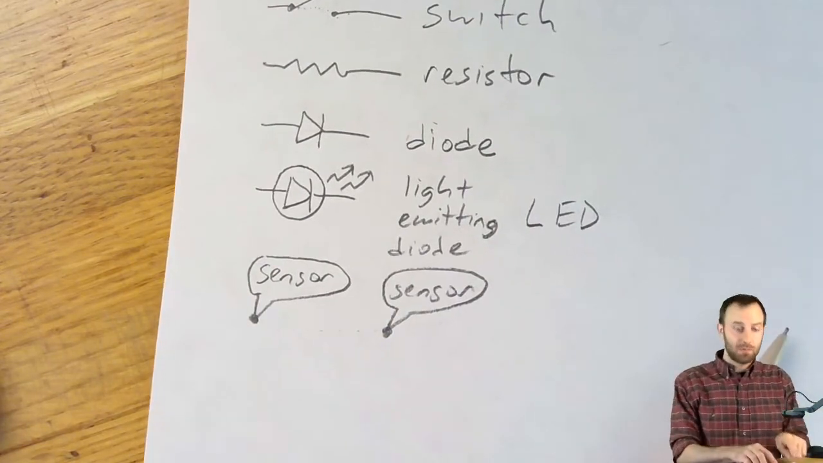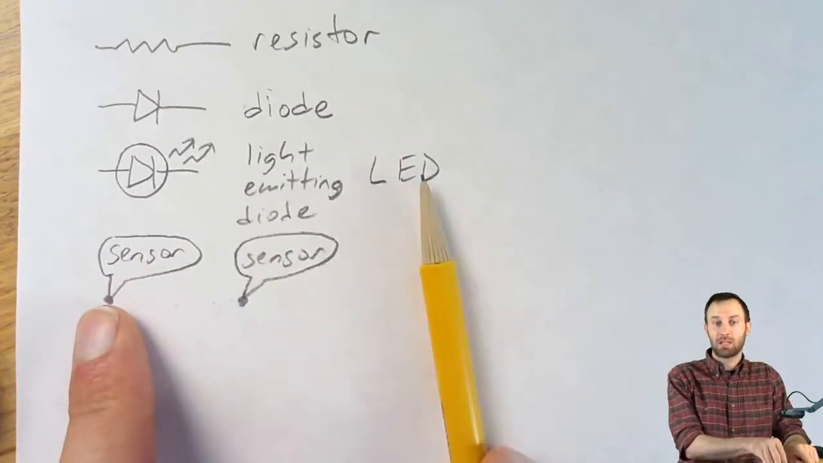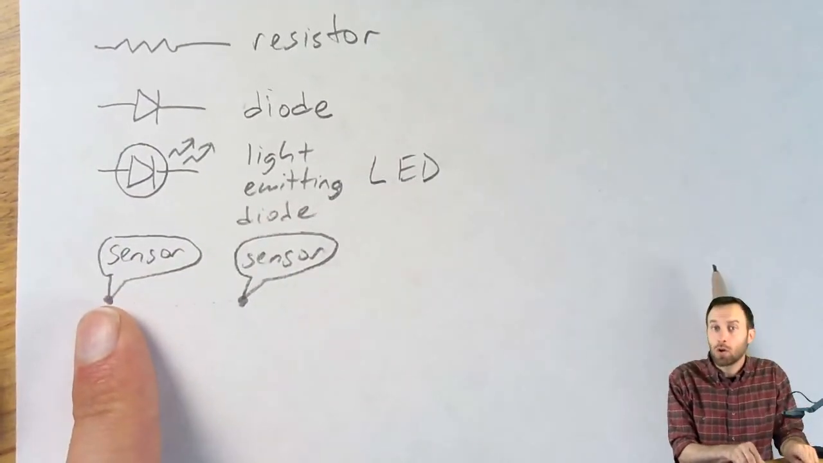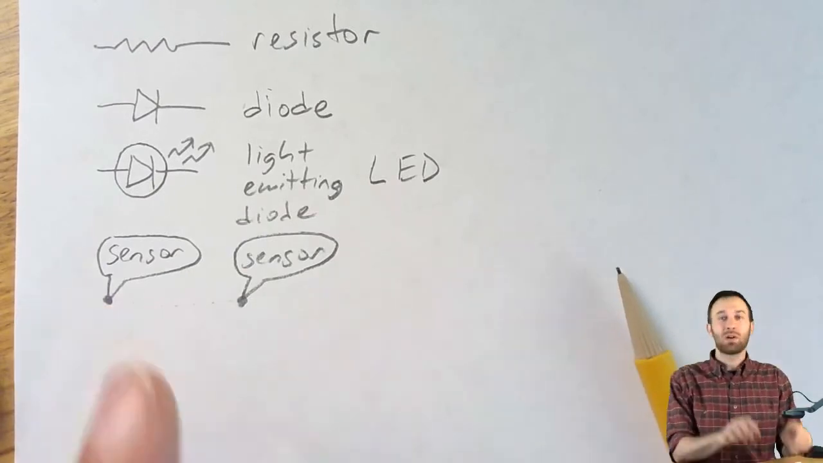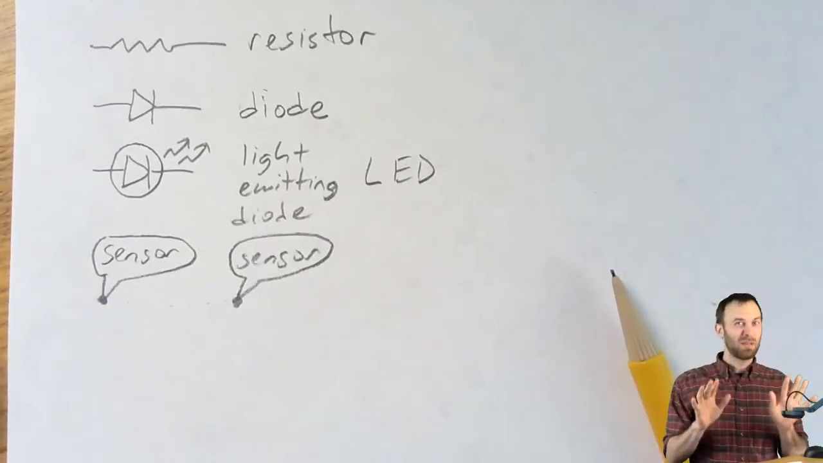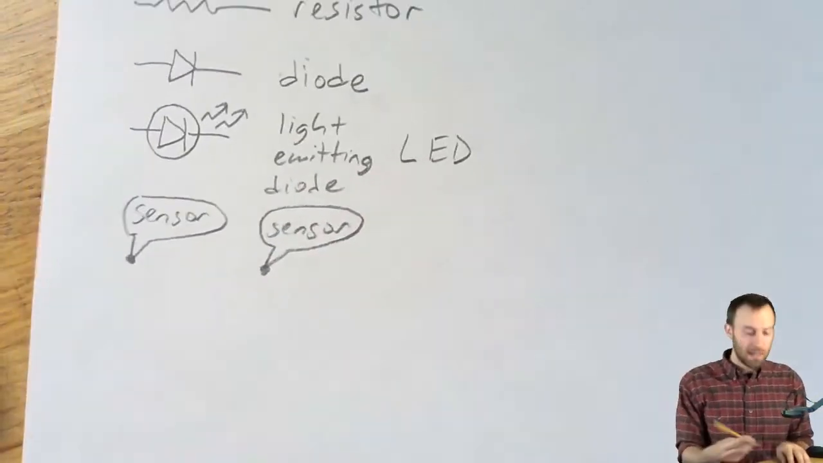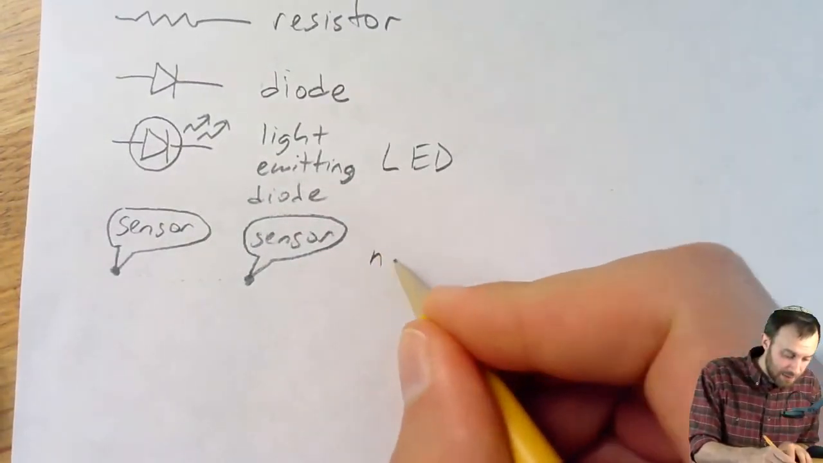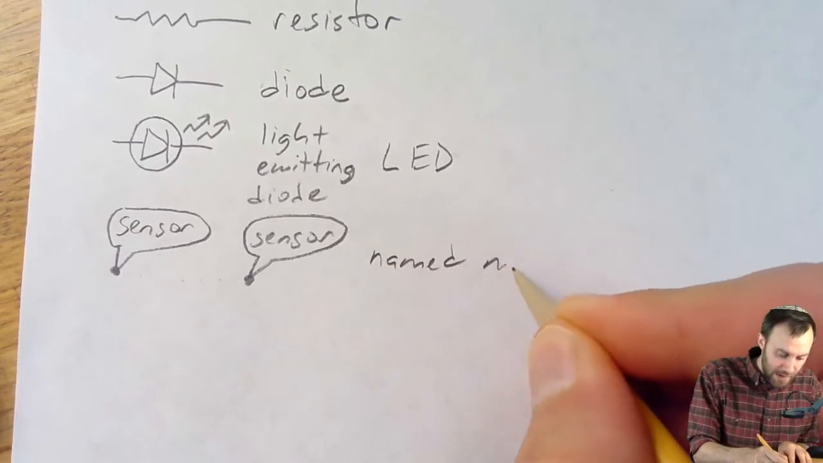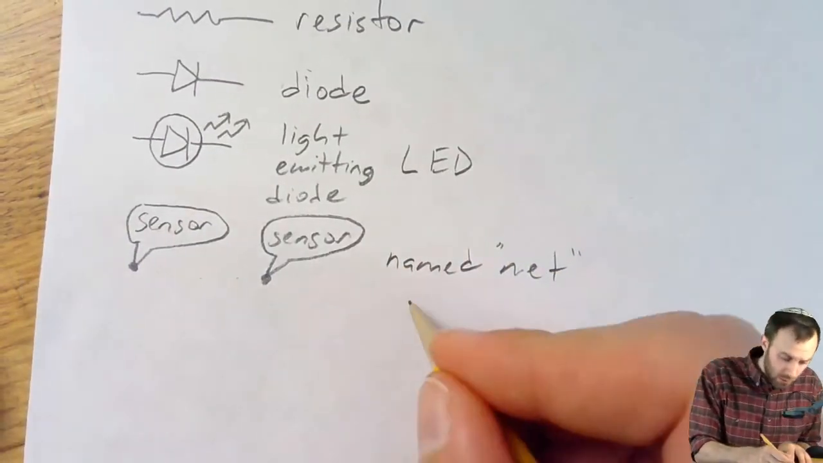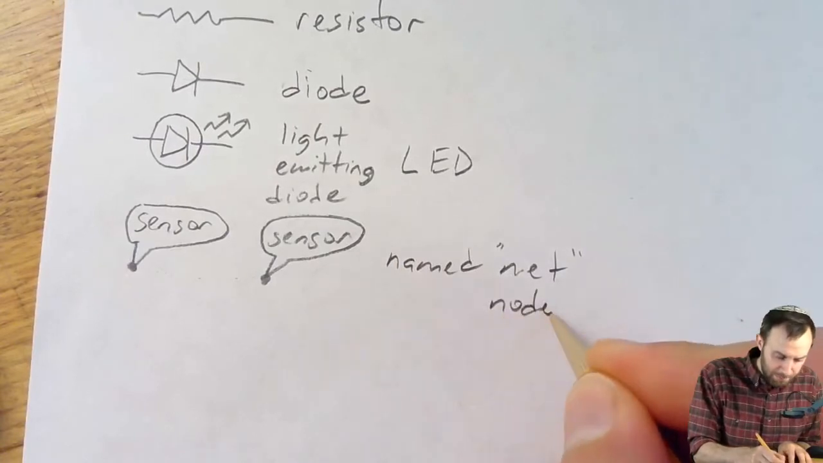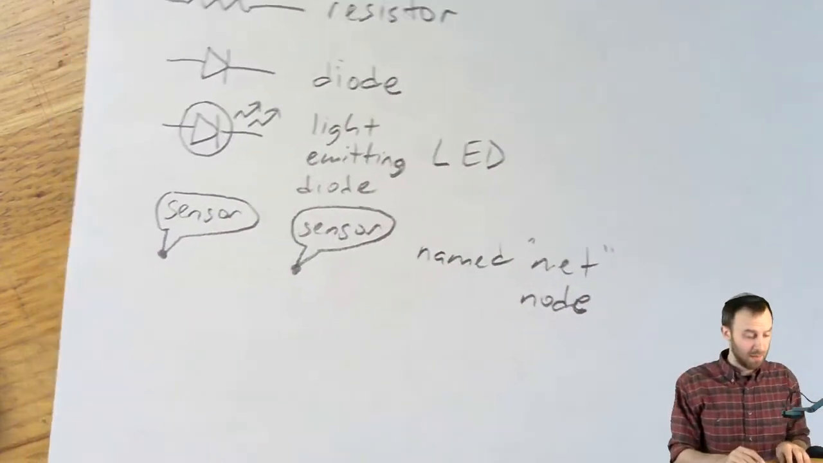So this would be useful if you have something way over on the left of your schematic, you want to connect it to something way over on the right, or 10 different things in the schematic, all of which need to connect to each other. I don't want to bother with drawing all those wires. It would be a mess. So I can use a named net. Net, as in a bunch of things that are connected to each other, like a web, or a named node. The nomenclature around this does vary a bit.